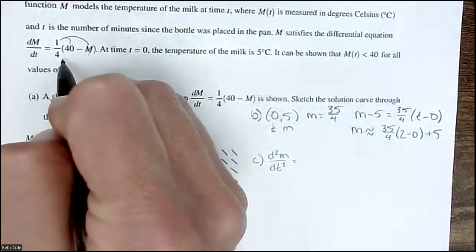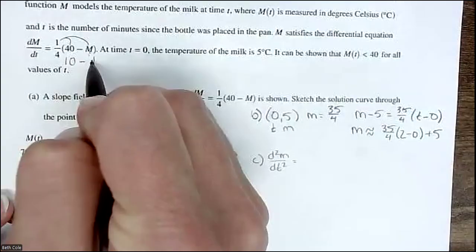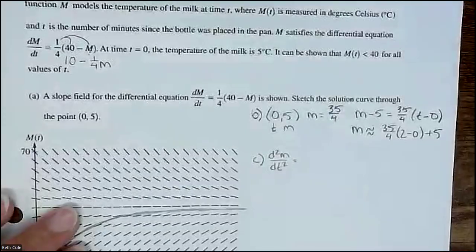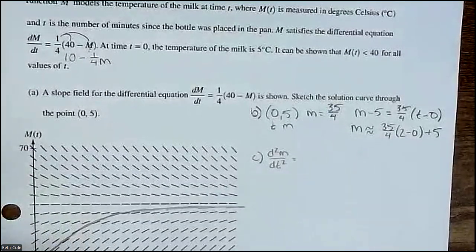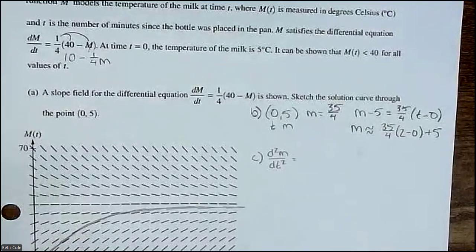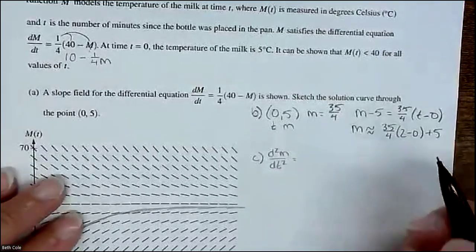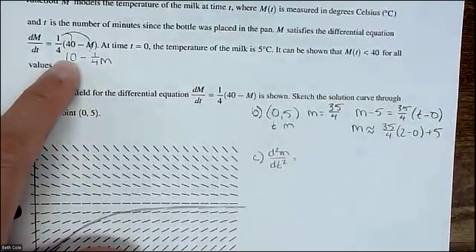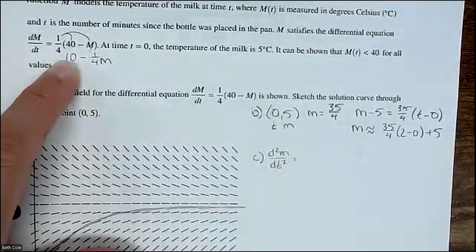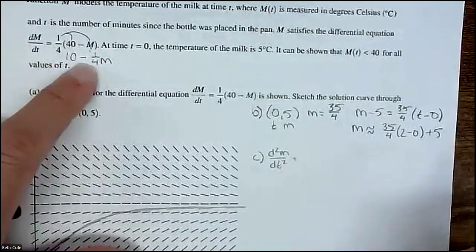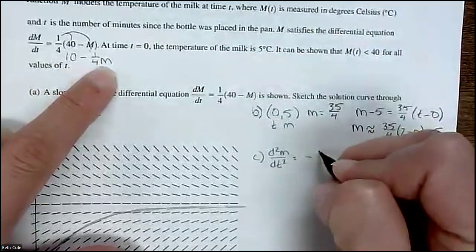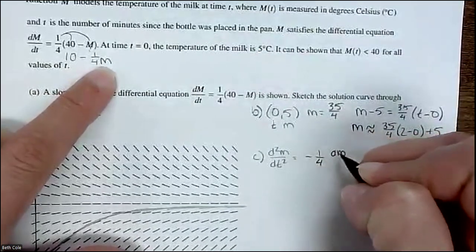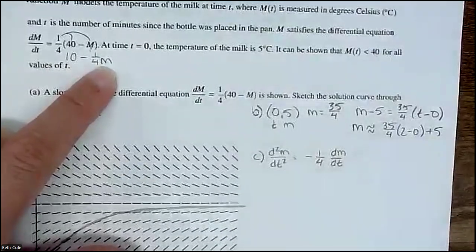So if you distribute through here, that's going to give you 10 minus 1/4 m. I just find it a lot easier to then do the derivative based on that rather than something that has parentheses in it. That's my 2 cents. I see some heads nodding. I think you'll come with me on that. So derivative of this. Derivative of 10 is 0. That's gone, which is kind of why I do that. Now, derivative of negative 1/4 m is negative 1/4 dM/dt.